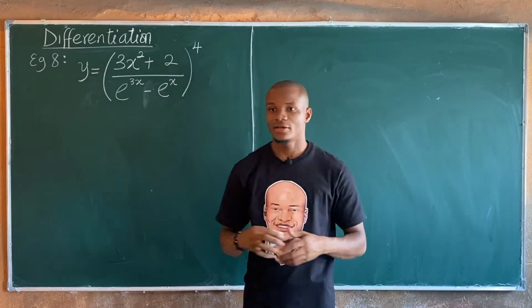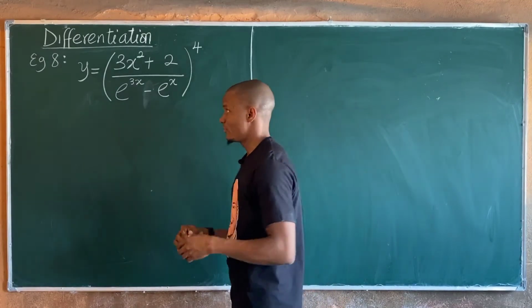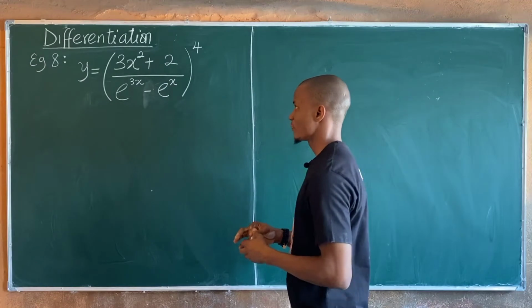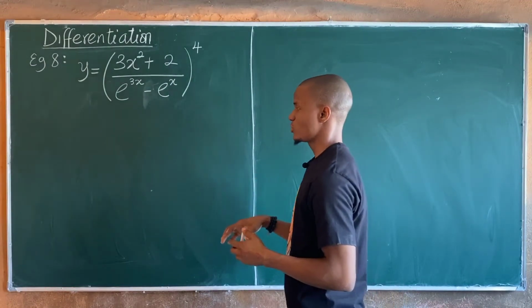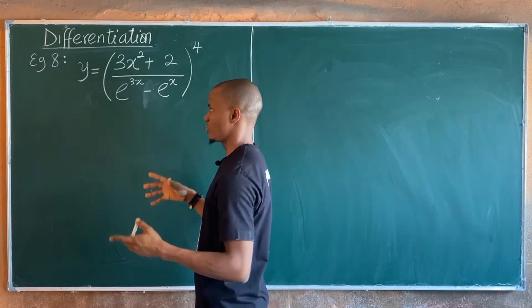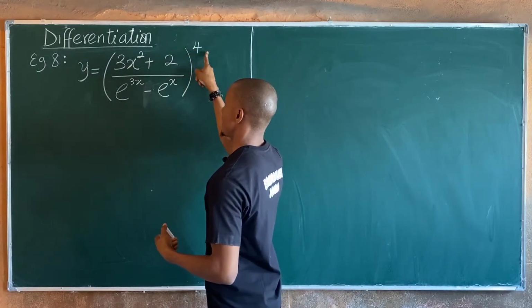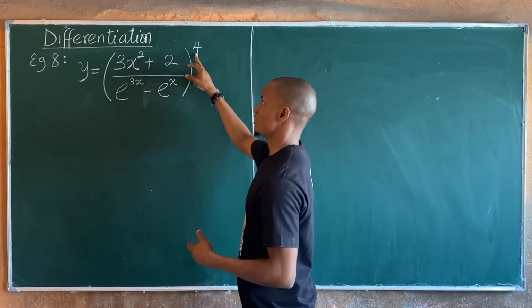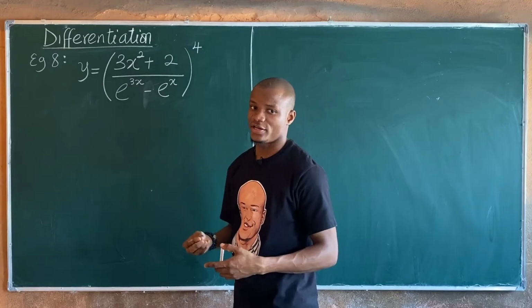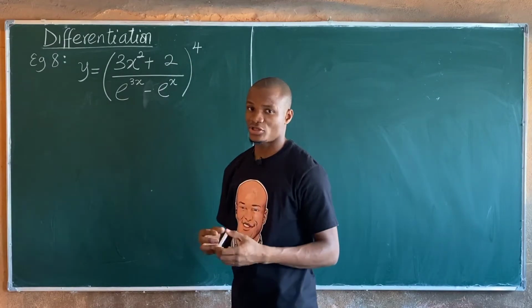Alright, so let's take an 8th example. Let's learn how to differentiate this y equal to what you see here. For this question, my predominant method will be chain rule, because I can see a high power here. When you have a rational index or a very high index or power, the predominant method is chain rule. So this is 4.